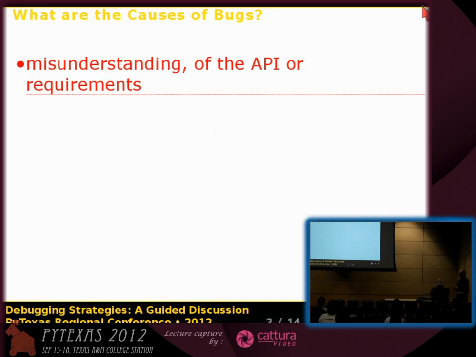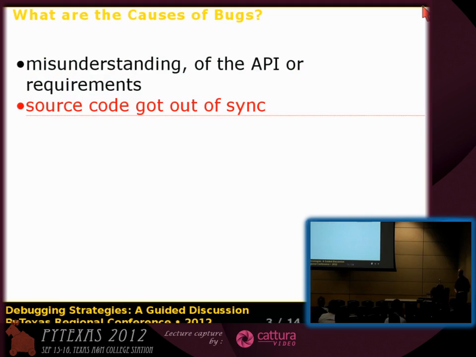So where are bugs coming from? Of course, one of them is misunderstanding by the programmer. He may be misunderstanding the API. He didn't understand the purpose of certain arguments. Or he may have misunderstood the requirements that go into some projects and have to iterate on that.